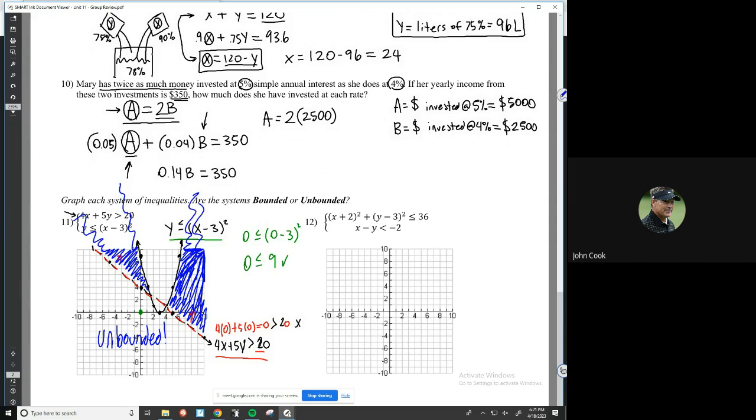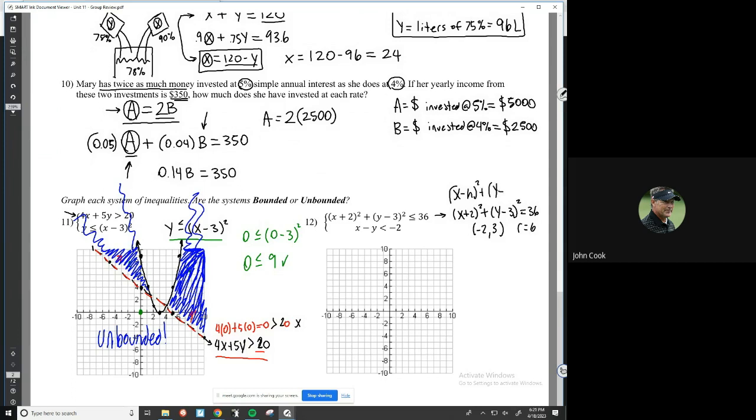Okay, number 12. For number 12, we do the same thing. Let's hope to not make any mistakes on this one, right? So it looks like this top equation is going to be a circle, x plus 2 squared plus y minus 3 squared equals 36. So I'm going to say that that's a circle with a center at (-2, 3) and a radius equal to 6, right? Because I just used what we learned back in the conics section a little while ago, right?